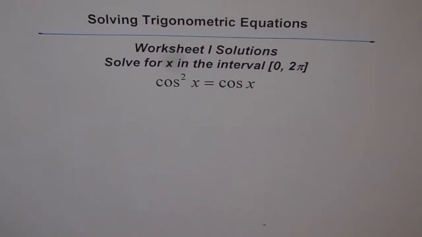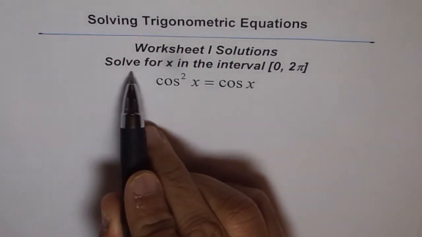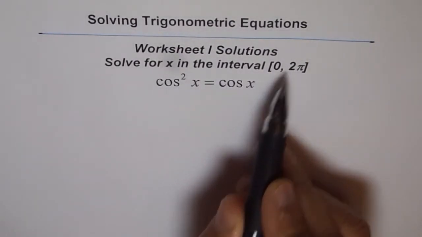So it's a practice to understand in which quadrant the trigonometric ratios are positive or negative, and then use your special triangles, correct? That is the whole idea of worksheet 1. It has been made so that you get used to the terms and to write all possible solutions, right? Now here we have solve for x in the interval 0 to 2 pi.